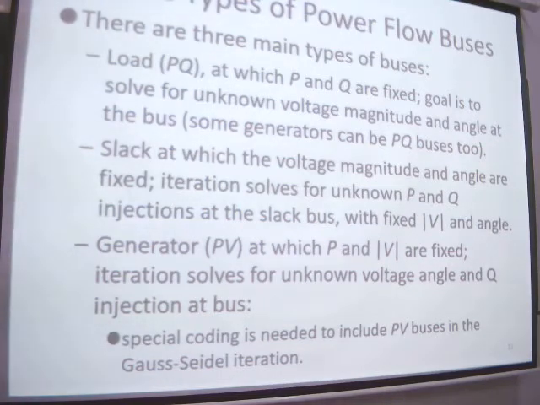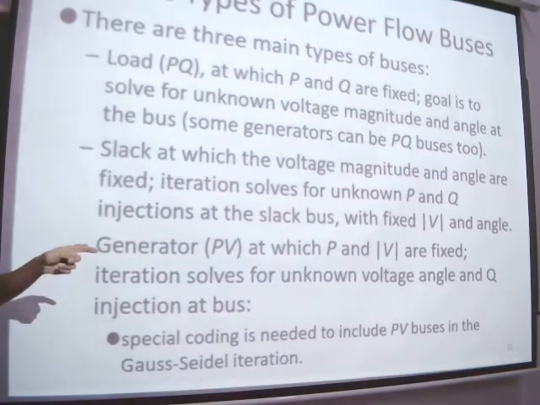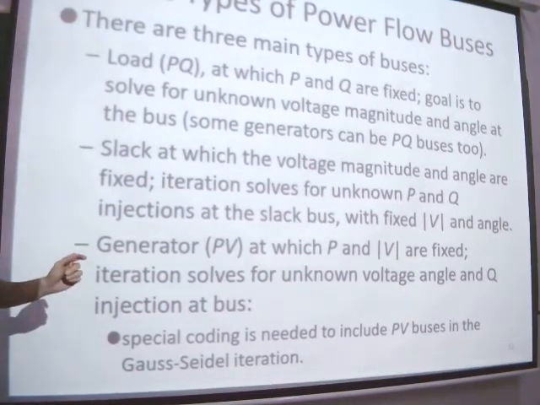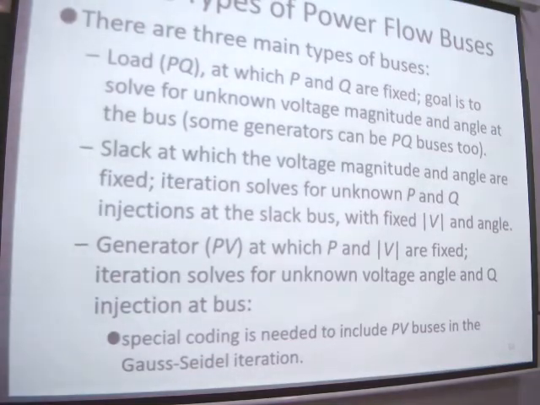In power systems, there are two types of buses: the PQ buses and the PV buses. PQ and PV indicate the parameters we know. For the PQ buses we know P and Q, and for the PV buses we know the real power P and the voltage magnitude.